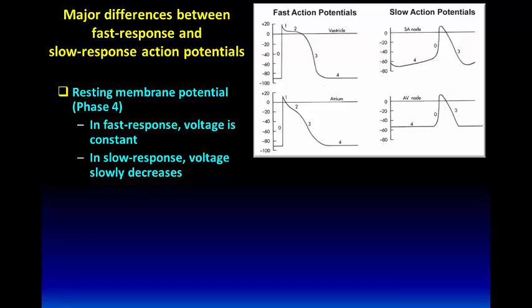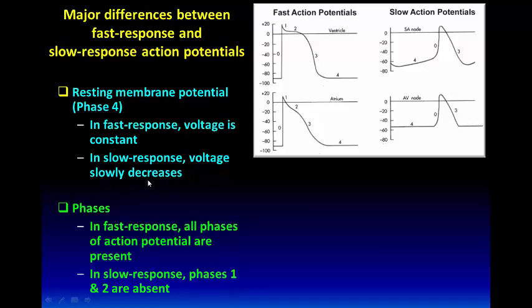The major differences between the fast and slow action potentials are actually two major differences. The first major difference is in the resting membrane potential, in phase 4. In fast action potentials, phase 4, which is the resting membrane potential, is stable, is constant. Whereas in the slow action potential, the voltage slowly decreases, it is unstable.